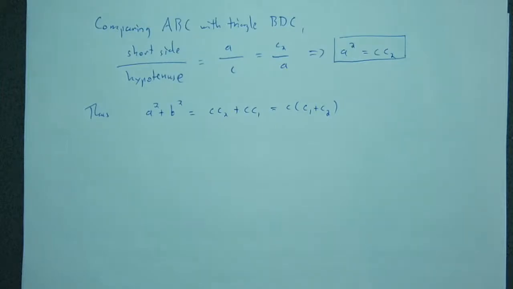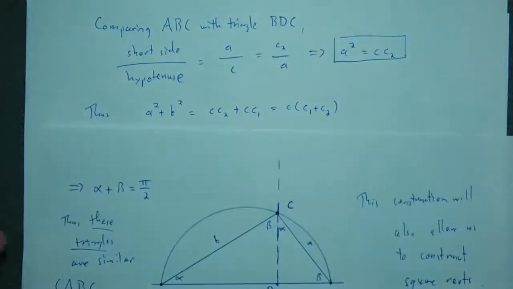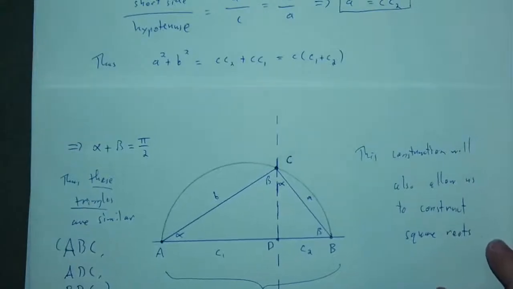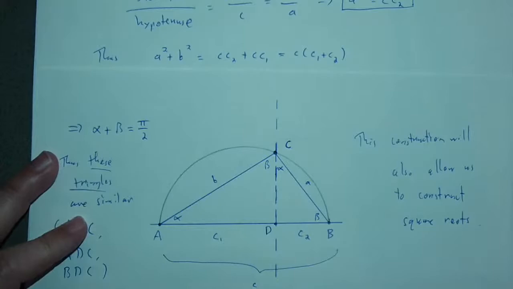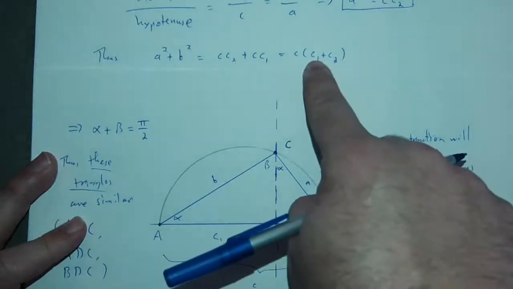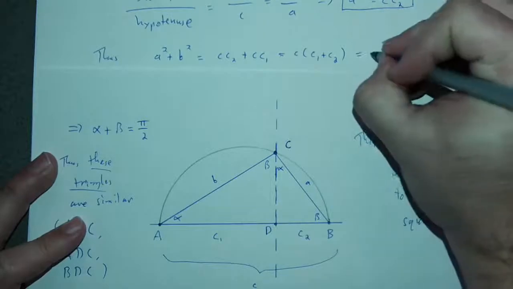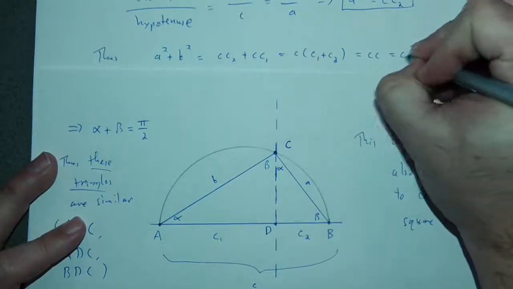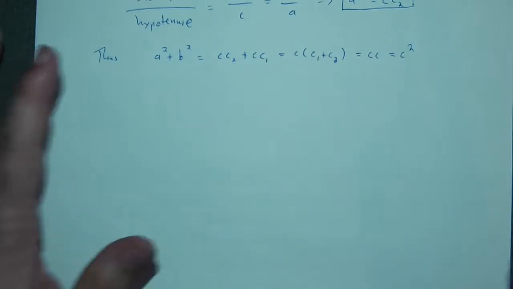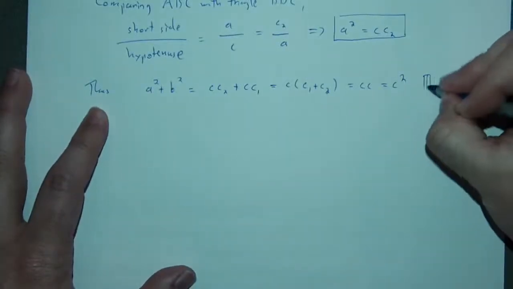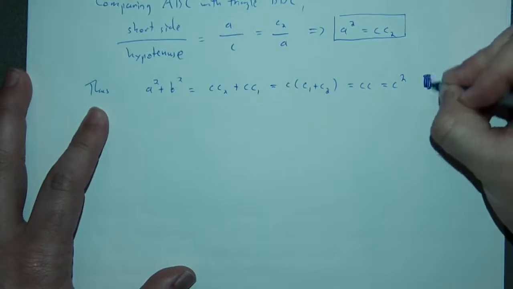But what is that? Going back to our picture, the entire length of the bottom is C, which is comprised of C sub 1 and C sub 2. It's actually C sub 1 plus C sub 2 using our notion of adding line segments. So this is actually C times C, right? Or C squared. So I just proved that A squared plus B squared is equal to C squared. So that is another proof of the Pythagorean theorem.